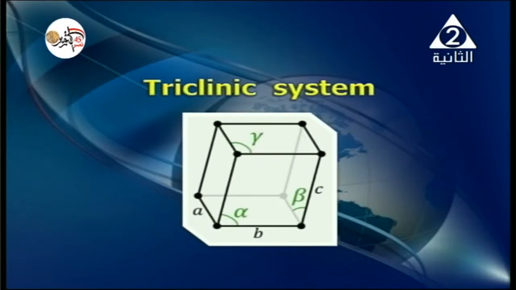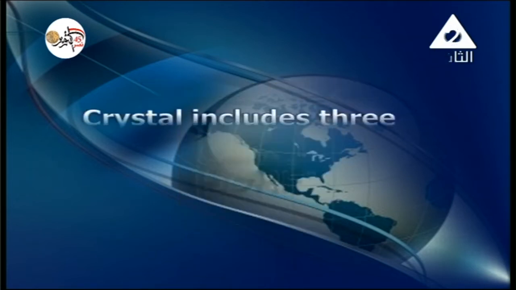Now we have more distortion here. We have two angles more than 90 degrees. We have the triclinic system.